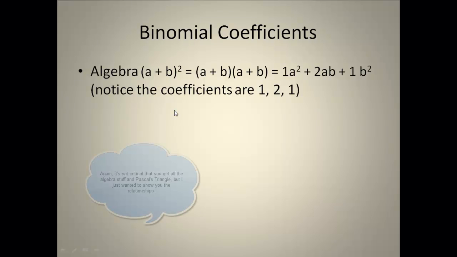Okay, binomial coefficients. You may not remember this from Algebra 2, but when I have a plus b, that quantity squared, it means I have a plus b times a plus b. Well, I've gone ahead and FOILed that out for you, and we get 1a squared plus 2ab plus 1b squared. What I want you to pay attention to is that we have a 1, a 2, and a 1. So when I square something, my coefficients are going to be 1, 2, and 1.